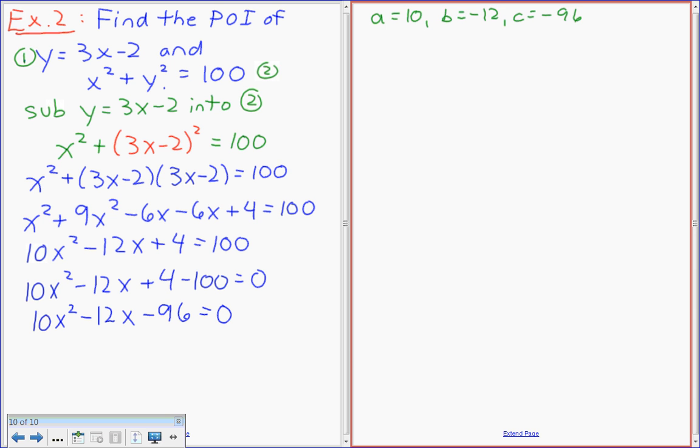Good. A equals 10, B equals negative 12, C equals negative 96. Sage, can you either from the page or from memory recite the quadratic formula, please? Go ahead. Great. Okay, excellent. Negative b plus or minus the square root of b squared minus 4ac all over 2a. Excellent. Good.